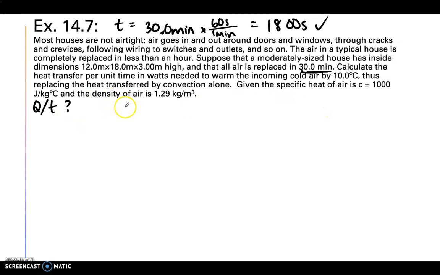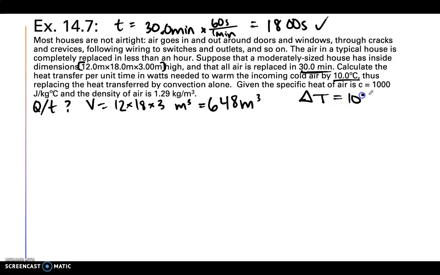We can also calculate our volume with these dimensions here. Okay, so V is going to be 12 times 18 times 3 meters cubed. Okay, we can go ahead and multiply that out. 12 times 18 times 3 is going to be 648 meters cubed. Okay. All right, so we have all of our knowns. We are looking at the heat transfer when delta T is 10 degrees Celsius.